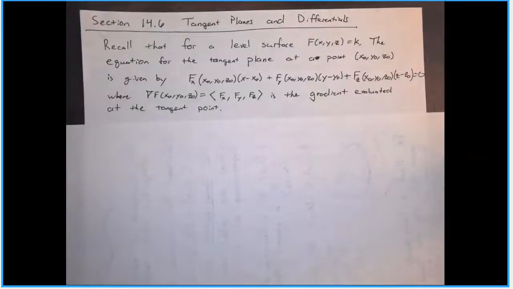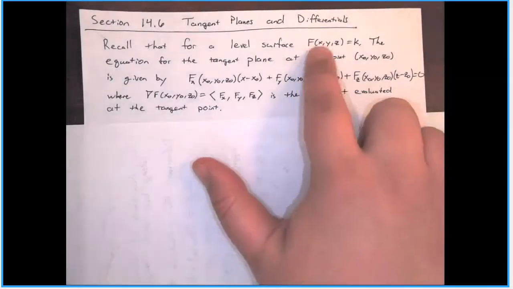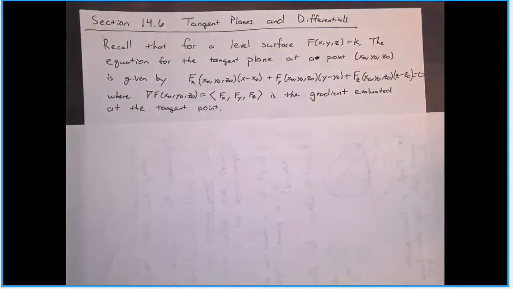Hello everyone, welcome back to Calc 3, and today we're going to start section 14.6, tangent planes and differentials. Now we already saw the definition of a tangent plane for a level surface in the last lesson, so let's review that briefly. So we have a level surface, a function of three variables equal to a constant.